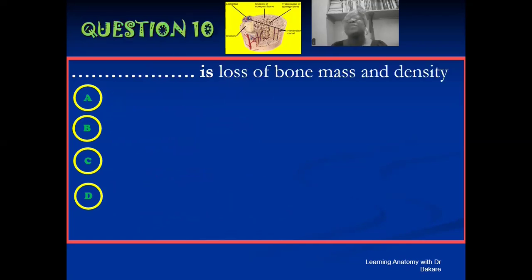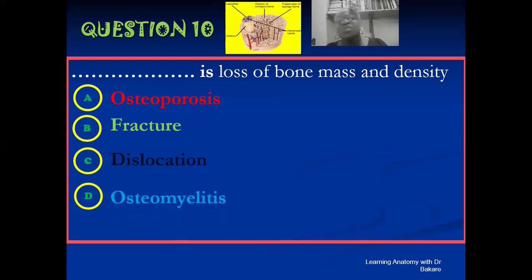The 10th question reads: dash is loss of bone mass and density. Is it osteoporosis? Is it fracture? Is it dislocation? Or is it osteomyelitis? The correct option here, as it relates to the loss of bone mass and density, is osteoporosis.